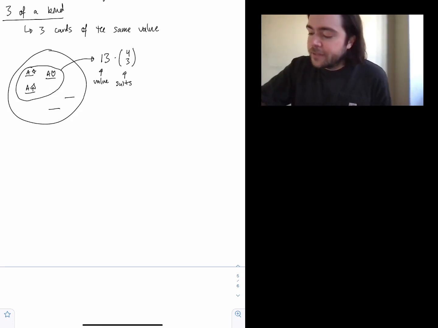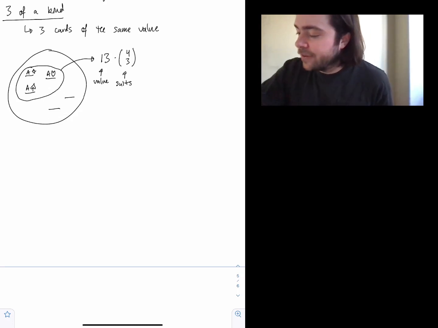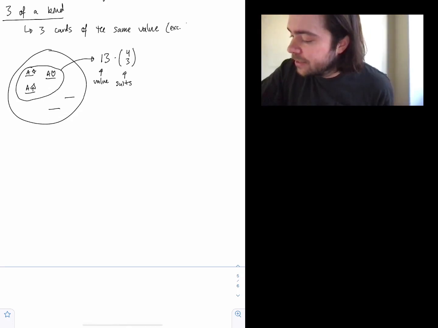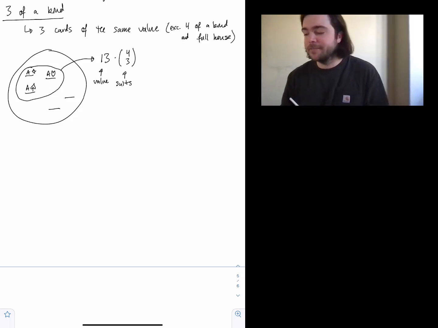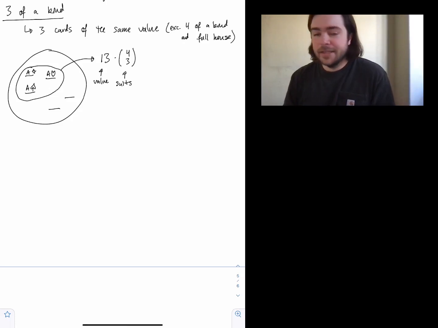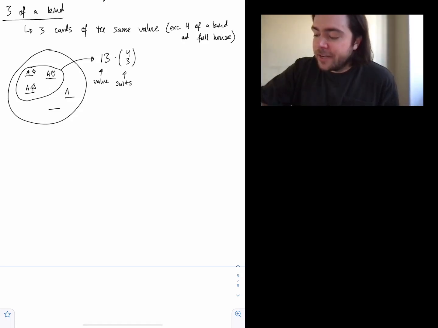Okay, and what about for these 2 other cards? Well, here's where we have to get into, maybe I'll even write this. This is excluding 4 of a kind and full house. So we want to exclude getting 4 of a kind, and we want to exclude getting a full house. Could I have another ace here? Well, it would have to be the ace of clubs, but no, because then this hand would actually be 4 of a kind. I don't want that. So I can't have another ace.